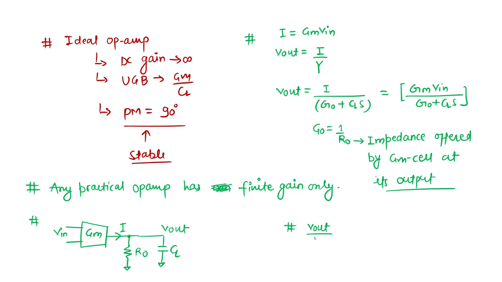V out by V in S is equal to gm by (g naught plus CL S). Okay, so in a different way, I can write it as (gm by g naught) divided by (1 plus CL S by g naught). Okay, so this is the transfer function when we consider a practical gm cell which has some output impedance.